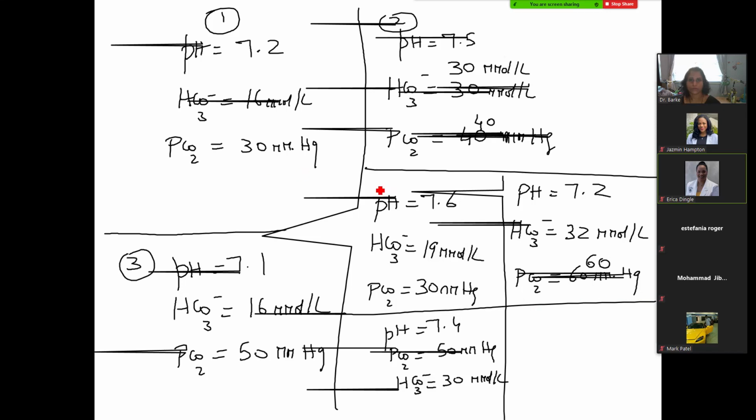So you have 1, 2, 3, 4, 5 and 6. First step, identify. pH, what's the normal value we will use for comparison? 7.4. Bicarbonate, what's the normal we will use? Just the normal fixed value, 24. Carbon dioxide, what's the normal we will use? 40. So these are the normal values.